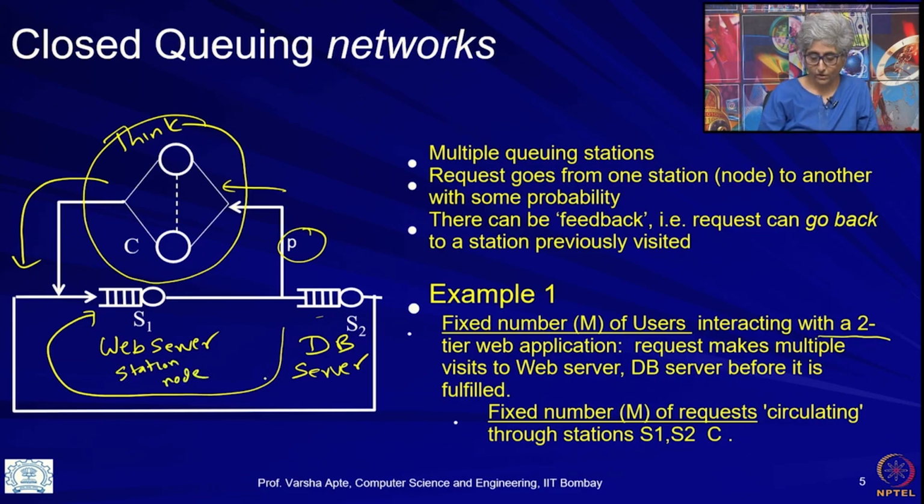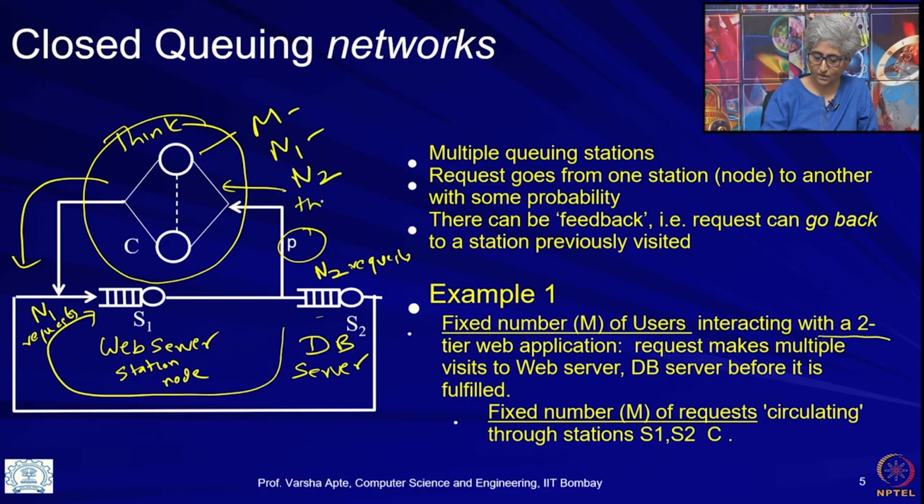What that implies is that the number of requests flowing through the system is always going to be fixed. So, there could be n1 requests at the web server waiting in the queue for their processing. There could be n2 requests at the DB server in the queue or getting processed. And if we know n1 and n2, then we will know that m minus n1 minus n2 requests are thinking, meaning they are back at the user and the users are thinking or reading the response, and at the end of that they will issue the next request.